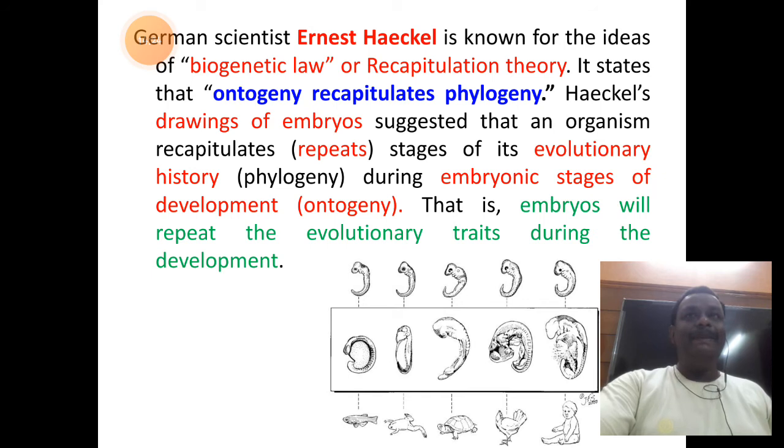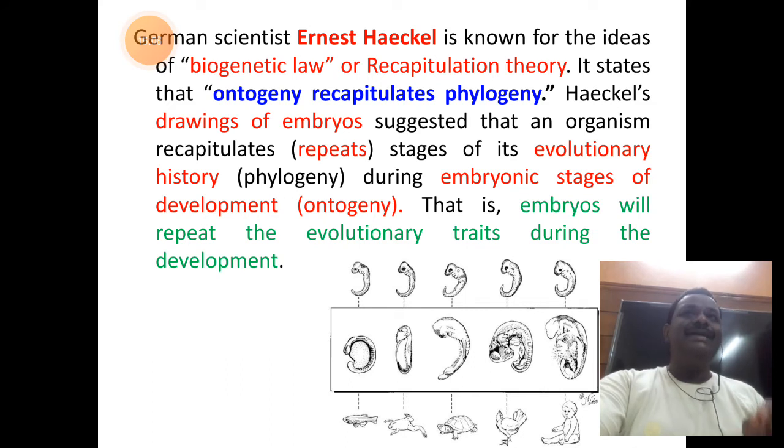So in this line, German scientist Ernst Haeckel put forth his ideas in the form of a theory called biogenetic law or recapitulation theory. It's a popular theory under evolutionary biology. This theory states that ontogeny repeats phylogeny. Students, please remember this concept. Ontogeny repeats phylogeny. What does this particular concept say?